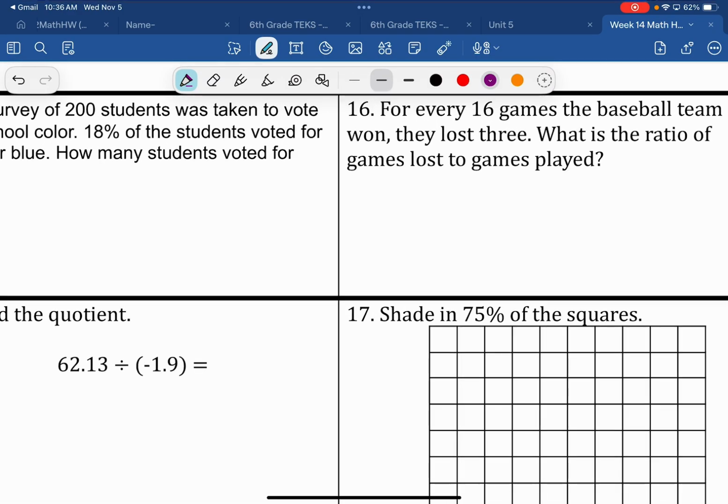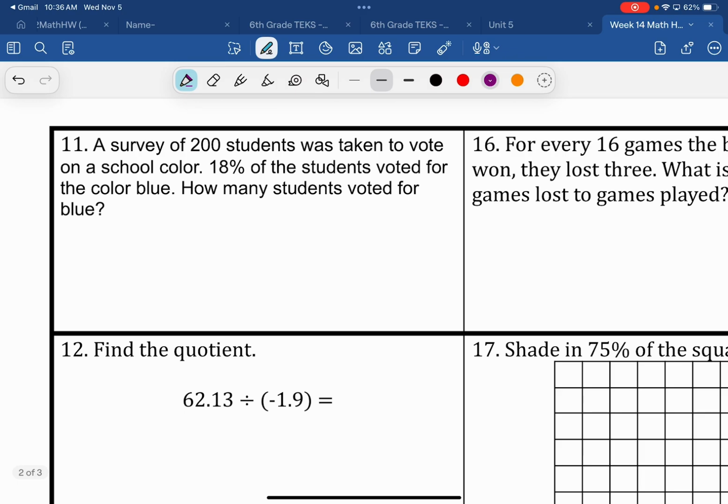Number 11. So by next week, this is due Wednesday. We're going to learn this on Monday. So I will show you what it looks like. But again, you're going to learn this by Monday so that when you turn this in on Wednesday, you'll be good to go. Okay? So a survey of 200 students was taken to vote on a school color.